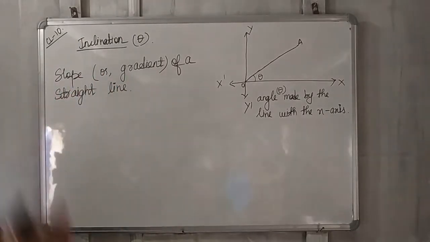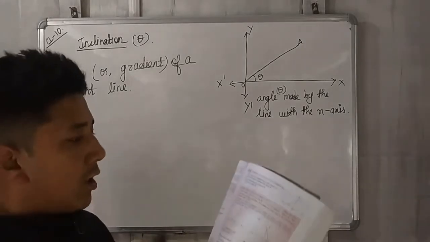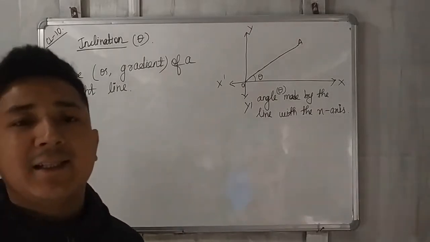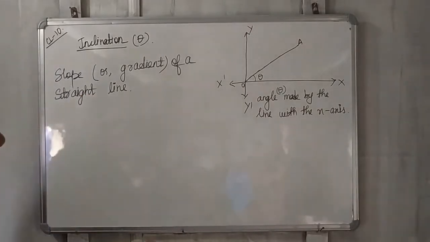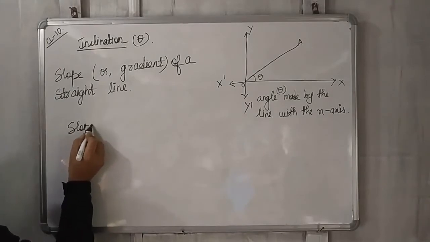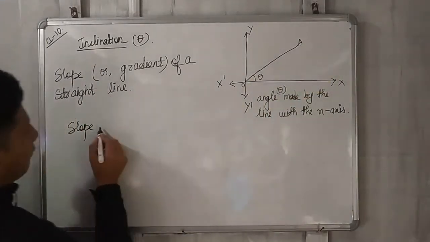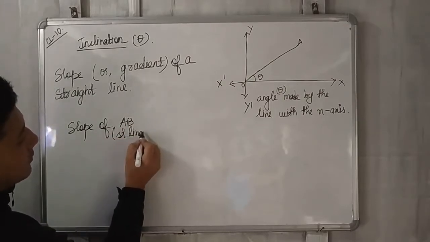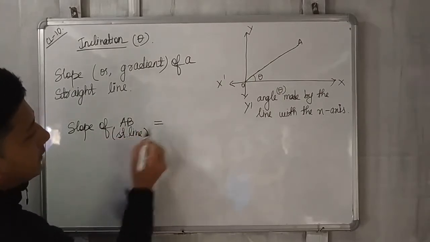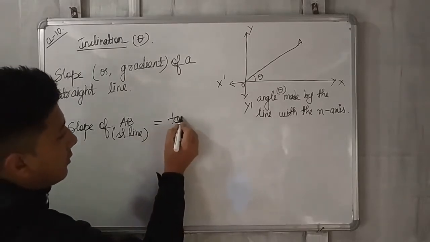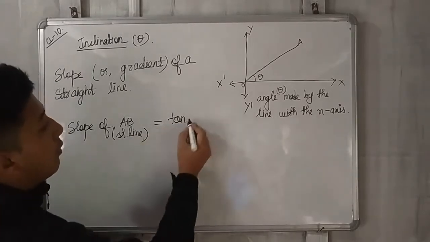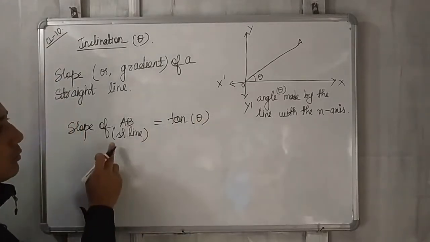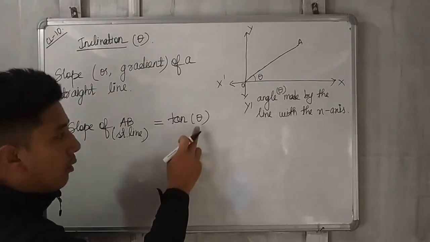Now if you read the definition of slope on page number 187, then the slope of a straight line is the tangent of its inclination. For example, out here, slope of AB, which is a straight line. Tangent means tan theta, tan of its inclination. Since its inclination is theta out here, the slope of this straight line will be tan of theta.